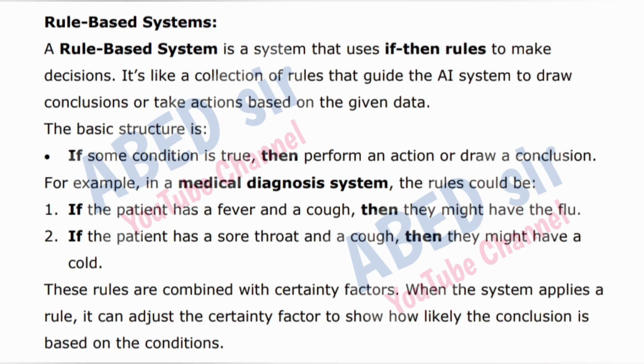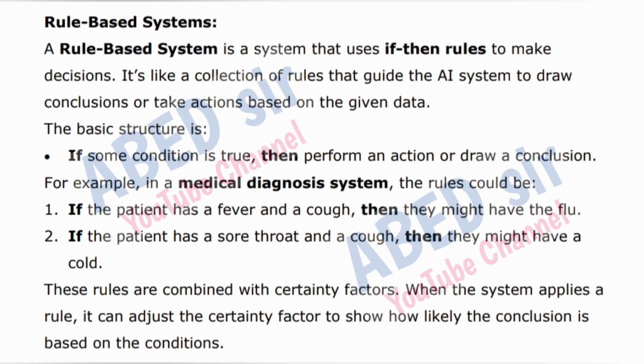Rule-based systems. A rule-based system is a system that uses if-then rules to make decisions. It's like a collection of rules that guide the AI system to draw conclusions or take actions based on the given data. The basic structure is: if some condition is true, then perform an action or draw a conclusion. For example, in a medical diagnosis system, the rules could be: 1. If the patient has a fever and a cough, then they might have the flu. 2. If the patient has a sore throat and a cough, then they might have a cold.